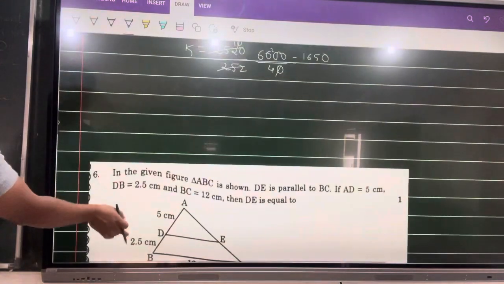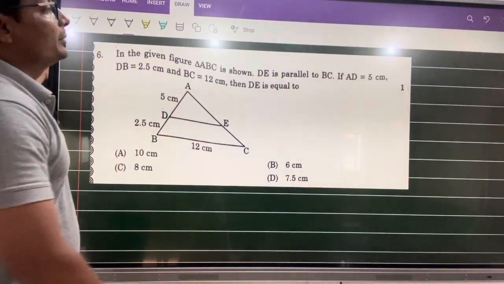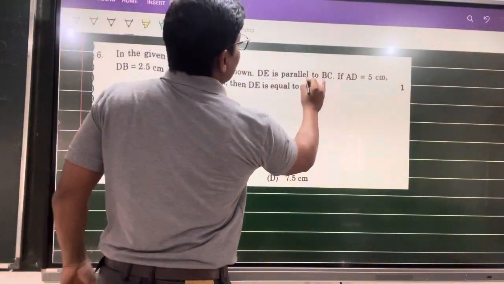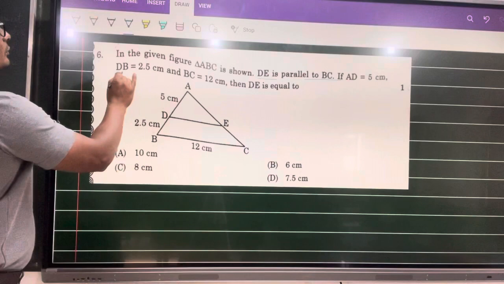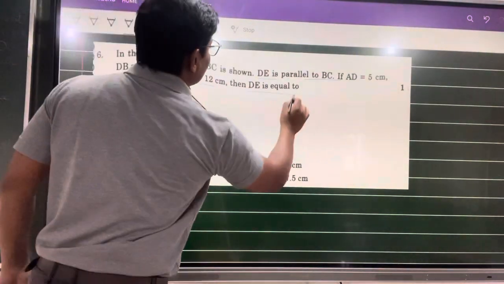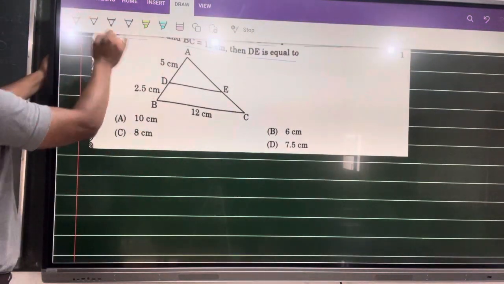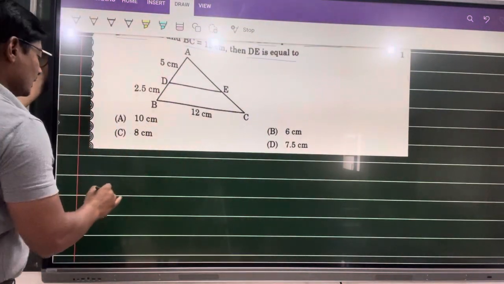Okay. So now the sixth question. They have given triangle ABC, and here they have given one condition, DE parallel to BC. If AD equal to 5, DB equal to 2.5, and BC equals 12, find DE. So this is based on the BPT theorem. Very simple question. You just need to write the ratio and simplify to get the required answer.